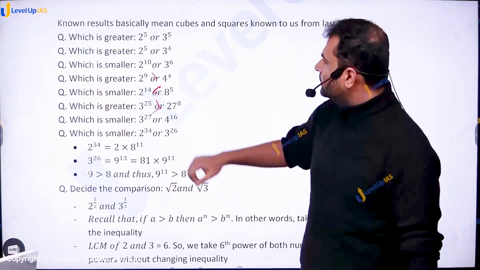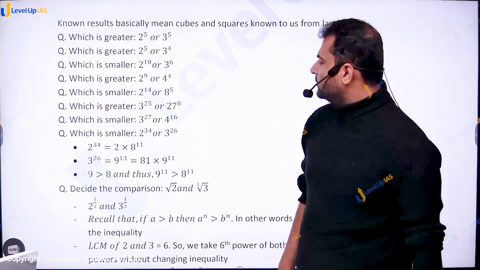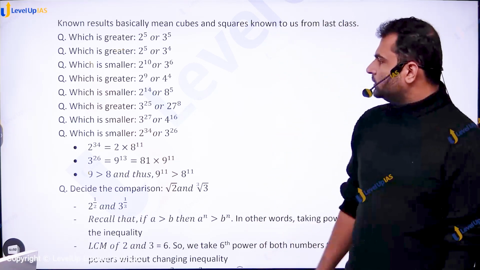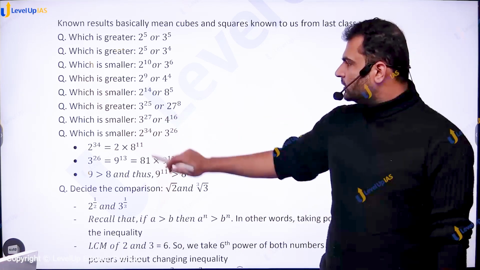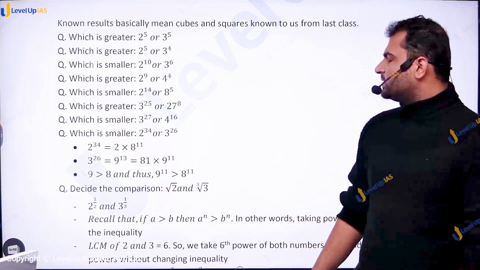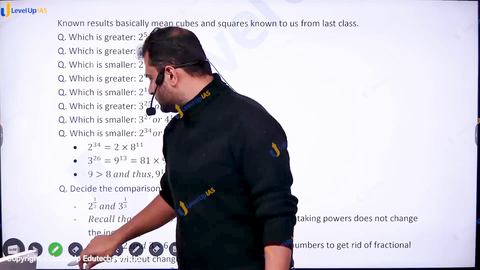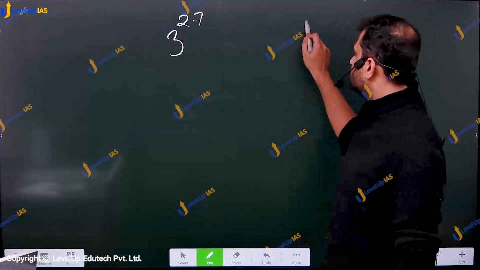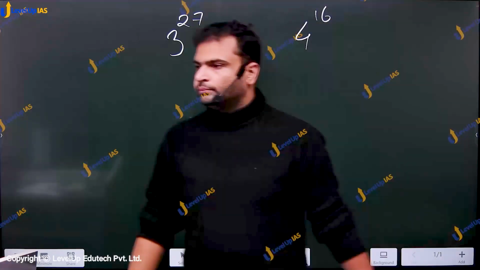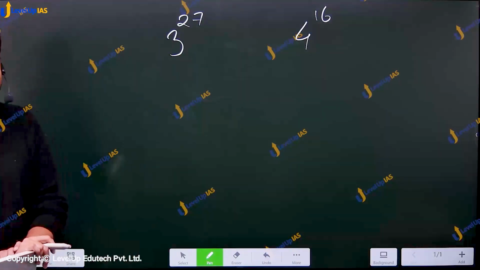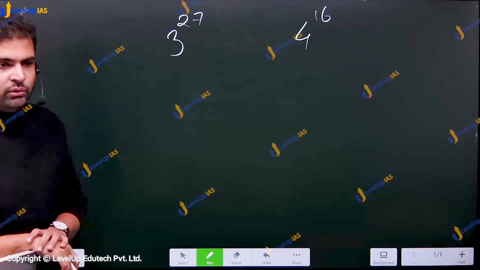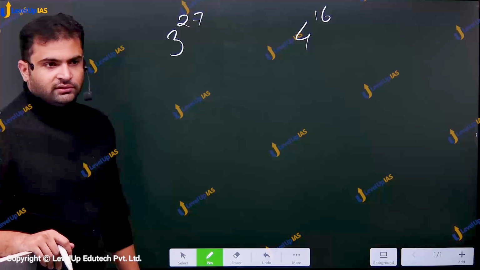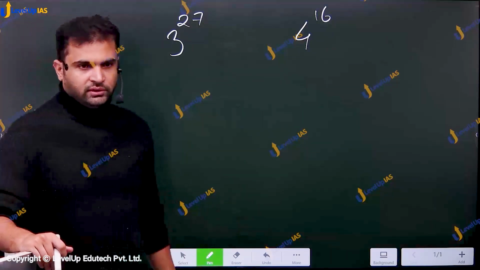Then next, 3 raised to 27 or 4 raised to 16. Now our HCF is not going to work here because this is 2 to the power 4, this is 3 cubed, so there is no common factor, so HCF is 1, right? HCF is 1.